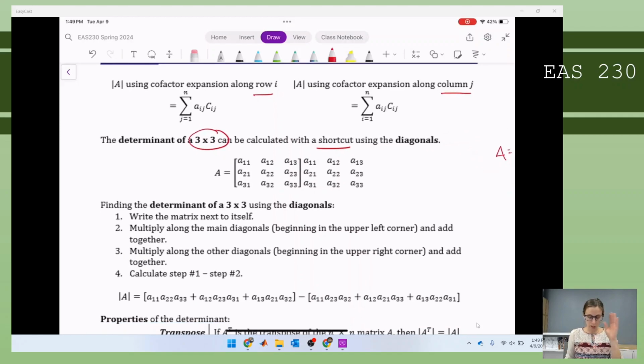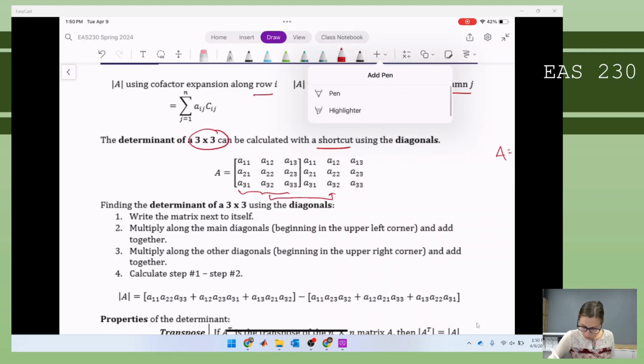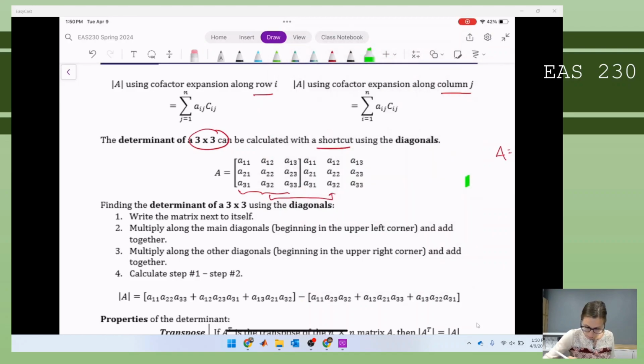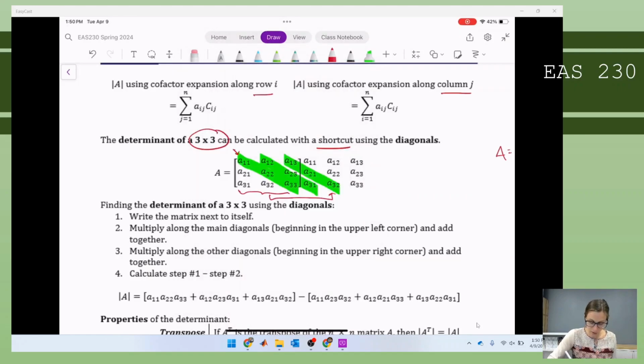But in order to use this method, we're going to go ahead and write the matrix next to itself. So I copied over these values to here. Then we're going to multiply along the main diagonals. The main diagonals being the ones here, I'll highlight them in green. The main diagonals are these ones. So I go along my first diagonal here. Multiply these together. Multiply these together. Multiply these together. Add them all up. That's what this demonstrates right here.